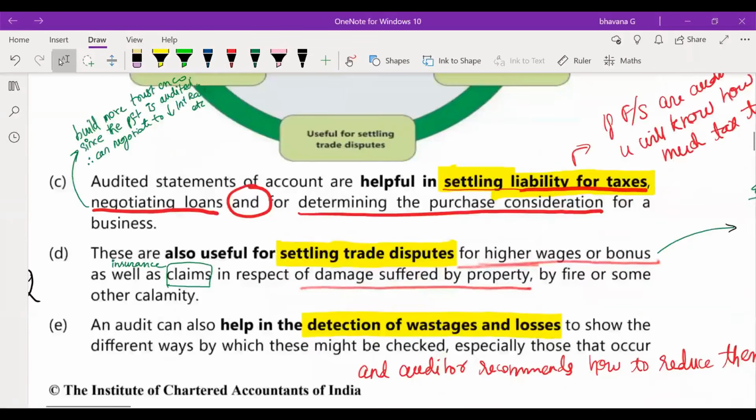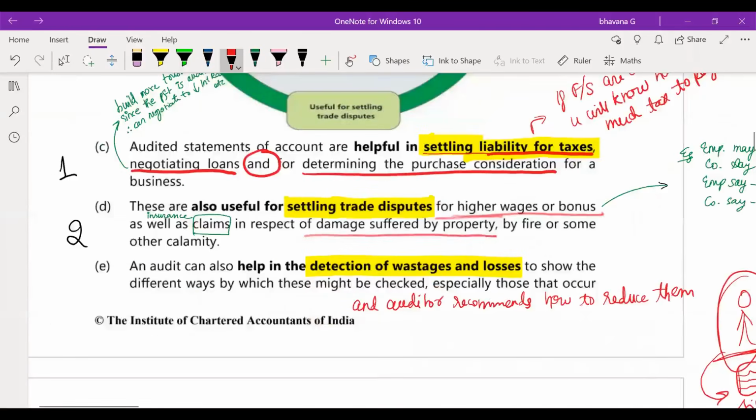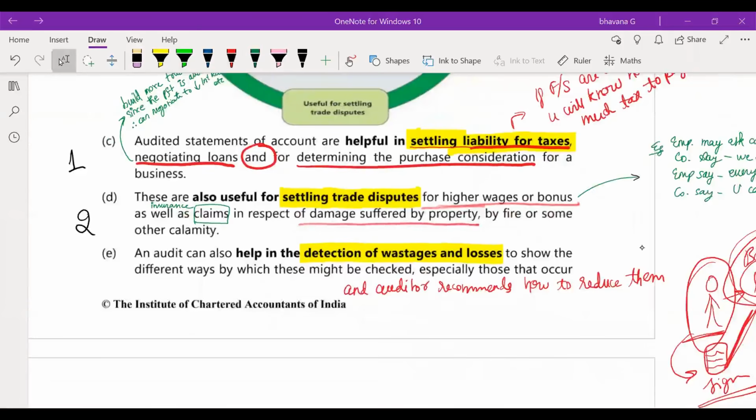Okay. Next, it helps determine the purchase consideration. Purchase consideration is also determined using assets and liabilities. So if the assets and liabilities stated in the financial statements are audited, it will help you in determining the purchase consideration. Am I going a little fast, or is the speed okay?